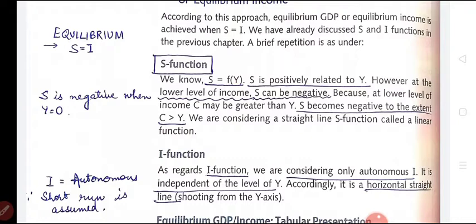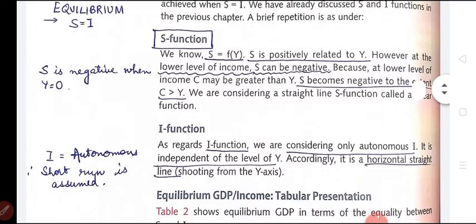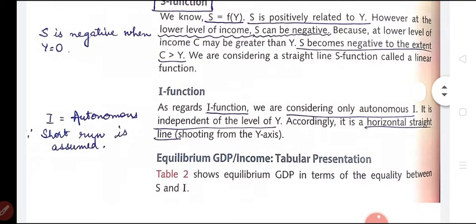At zero level of income, as we have already learned, we are still consuming something. So how could we consume when income is zero? We use our previous savings, and at this level, saving can be negative. So saving becomes negative to the extent consumption exceeds the income. Further, when the income keeps on increasing, the consumption also increases and the saving also increases. So saving and income are positively related to each other.